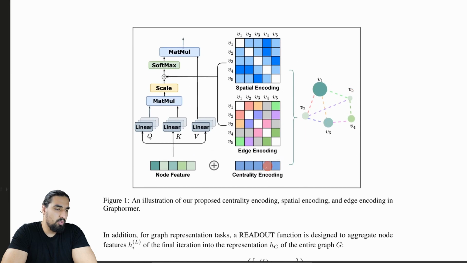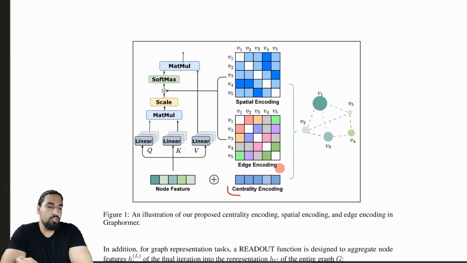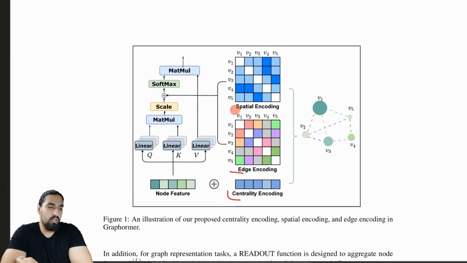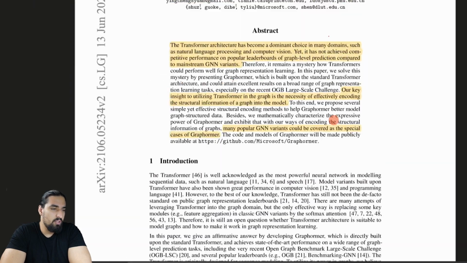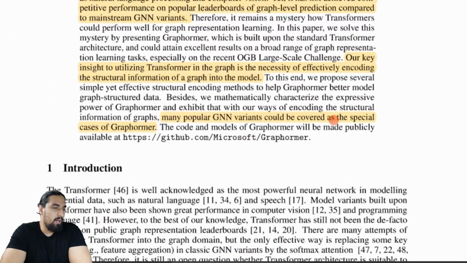So they add 3 encodings. They have this thing called a centrality encoding, and they used something called degree centrality. They also add edge encoding and spatial encoding information directly as a bias before the softmax in the self-attention layer. Those encode the edge information as well as the structural information into the Graphormer model. We'll soon see the details, but that was a high-level picture. So now let's start digging into the paper.